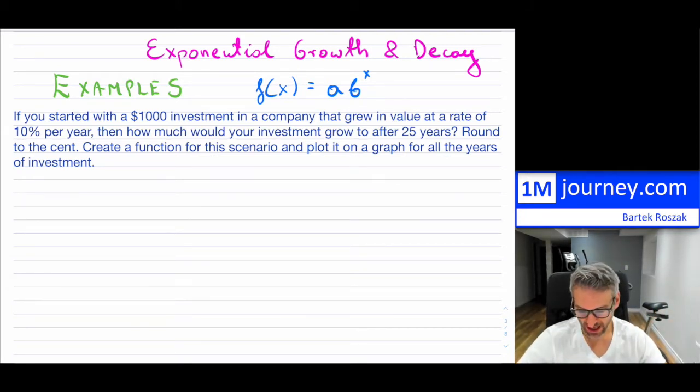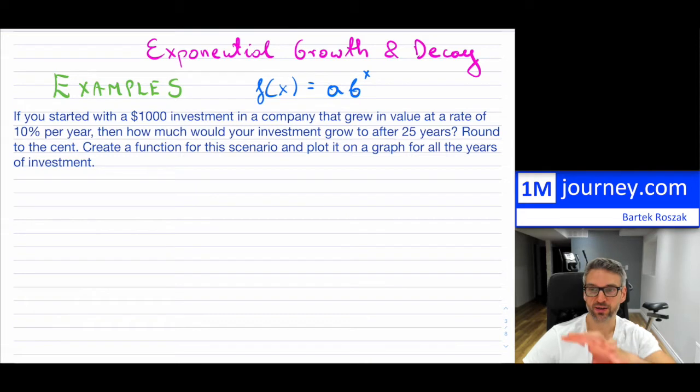Now, this first example is with regards to money. I purposely made it with money just so that hopefully it makes sense to you. I'll try to draw the connection, and we're going to come up with the actual function and then answer the question itself. You will slowly see that it's actually not that hard. All right. So if you started with a $1,000 investment in a company that grew in value at a rate of 10% per year, how much would your investment grow to after 25 years?